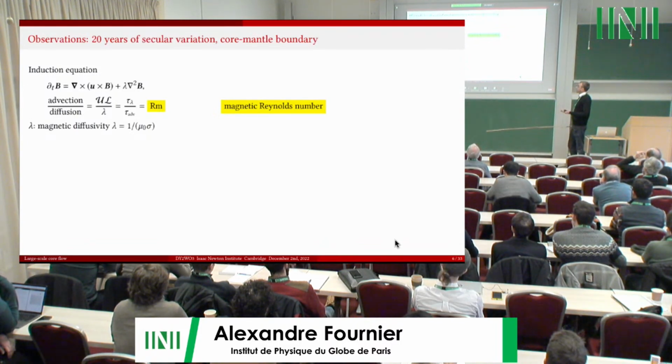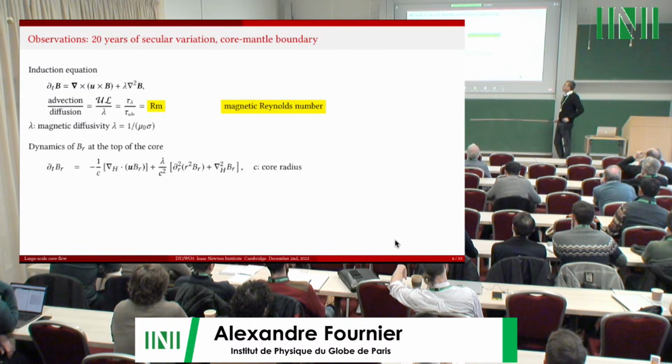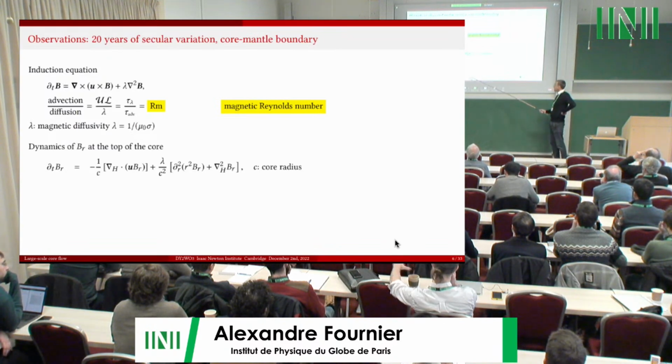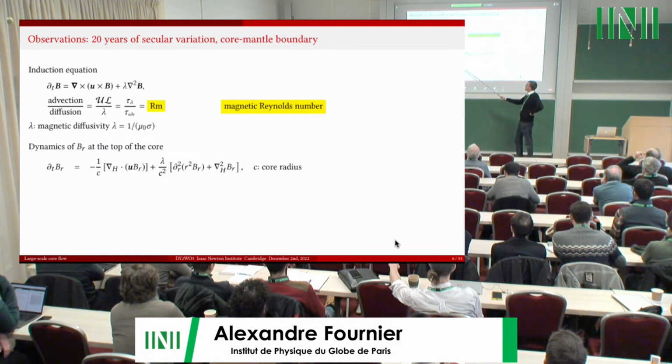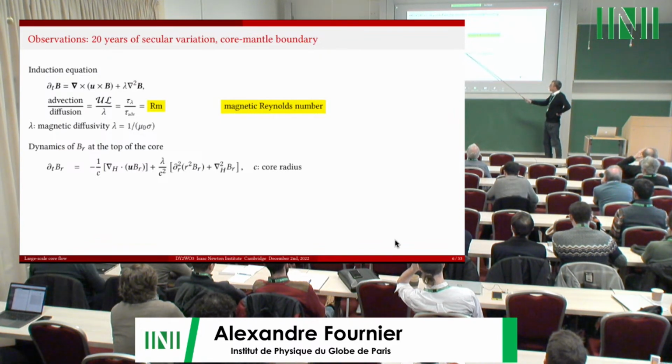And since our knowledge of the secular variation is restricted to the surface of the core, we take the radial component of the induction equation and write it down at the core surface, and this is the equation that describes the dynamics of B_r. So again, transport by fluid flow and diffusion. Diffusion comprises two components, a horizontal one and a radial one.